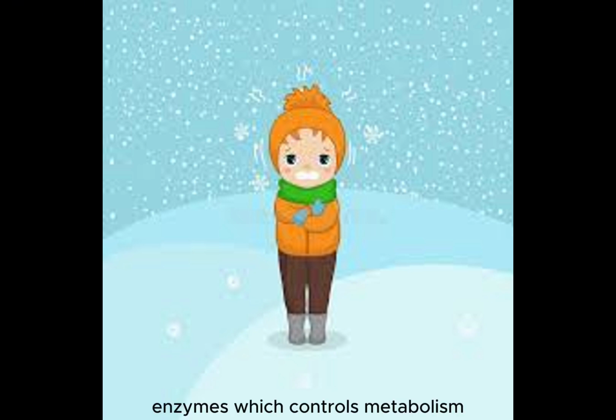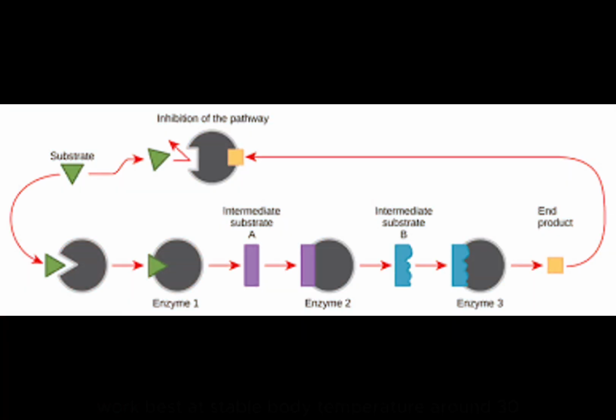Enzymes, which control metabolism, work best at a stable body temperature around 37 degrees. If the temperature gets too high or too low, enzyme activity slows down and metabolism is affected. That's why homeostasis is so essential for keeping our body functioning properly. Otherwise, we would have many problems with regulating stable levels in all these different areas in our body.